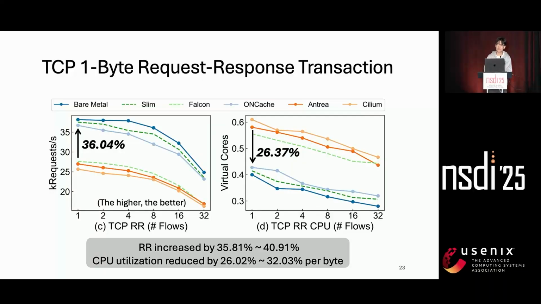And next, let's look at some testbed results. For TCP 1-byte request and response transaction rates, ONCache improves single flow throughput by 36% and reduces per-byte CPU utilization by 26% compared to Antrea. We also evaluate the performance in multi-flow scenarios, and there is also significant improvement. And as shown here, ONCache achieves performance close to that of bare metal.